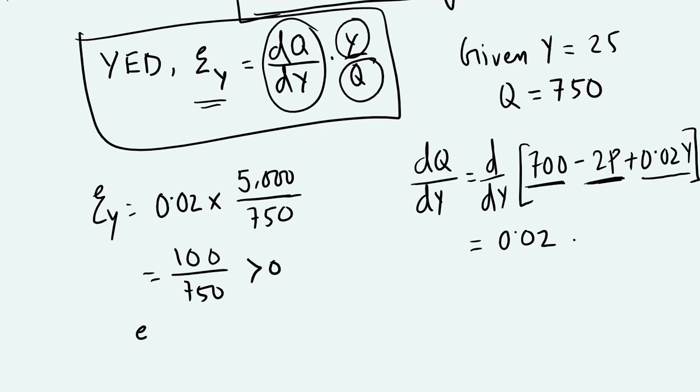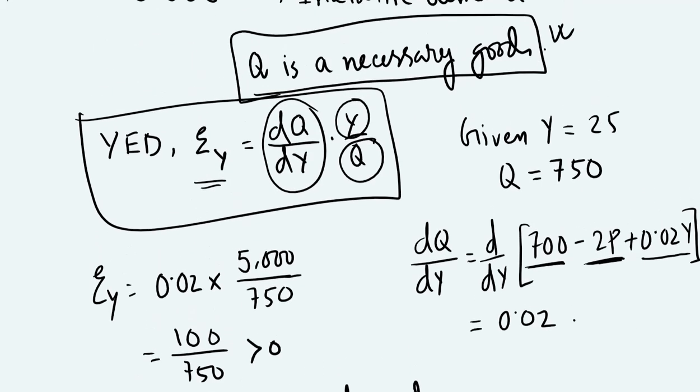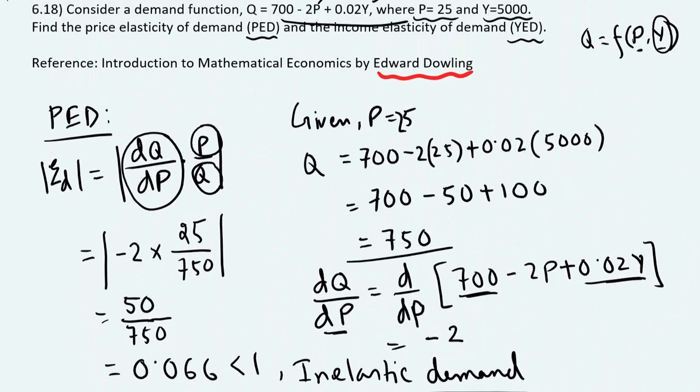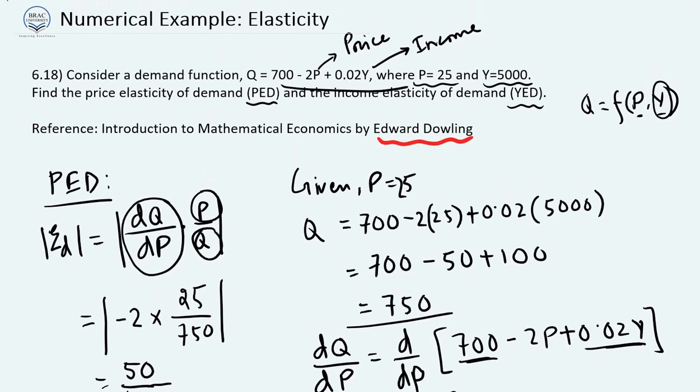And when income elasticity becomes positive, from the previous video I'm sure you remember, we can call this product a normal good. That means when there is any increase in income, quantity demanded will increase, and when there is any decrease in income, it will lower the demand for that good. Alright, so I think you got some idea how to solve this type of problem.